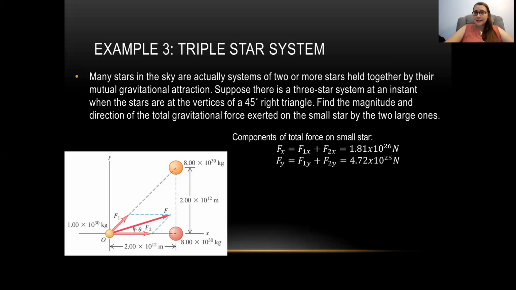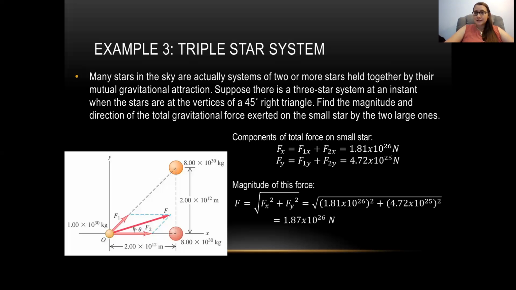We do not have the magnitude yet. So let's find the magnitude. Remember, the magnitude from these components is basically the Pythagorean theorem. Right, so we take that x component squared plus the y component squared, square root that answer, and that gives us a magnitude of the force of 1.87 times 10 to the 26 newtons.